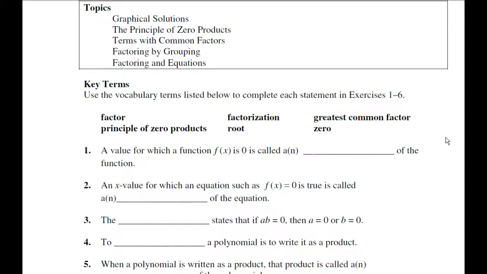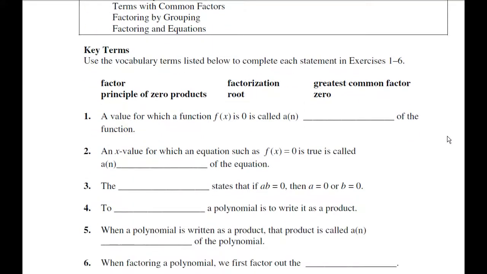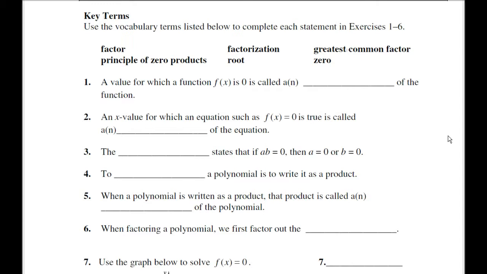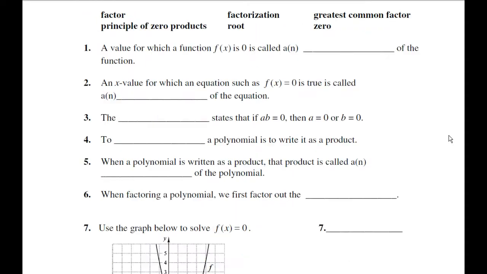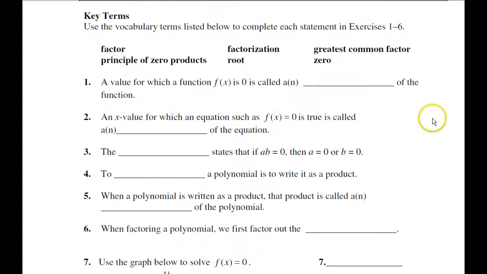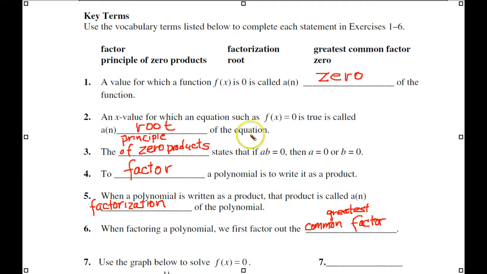So let's move it up a little bit, and we'll do our key terms here. We have 6 of them. All right, our usual technique, we'll pause and then go over them. Now, as we go on to number 1, I'd like to spend a little time because this is a good review as well. A value for which the function f of x is 0.